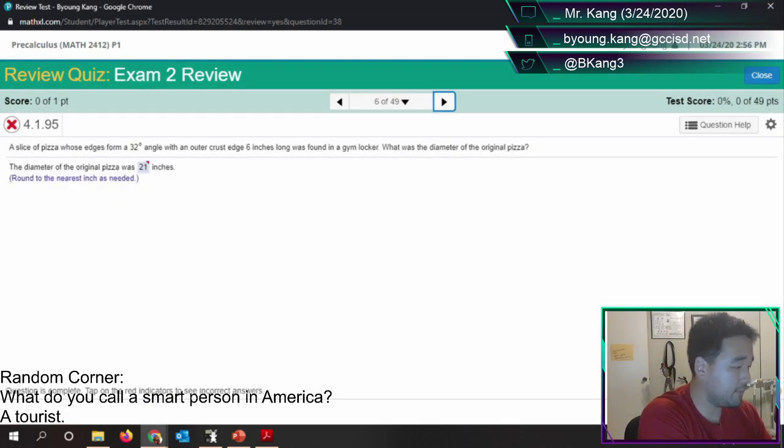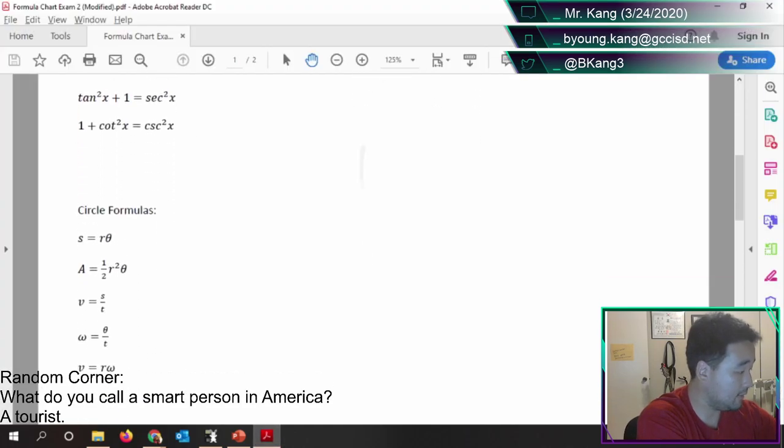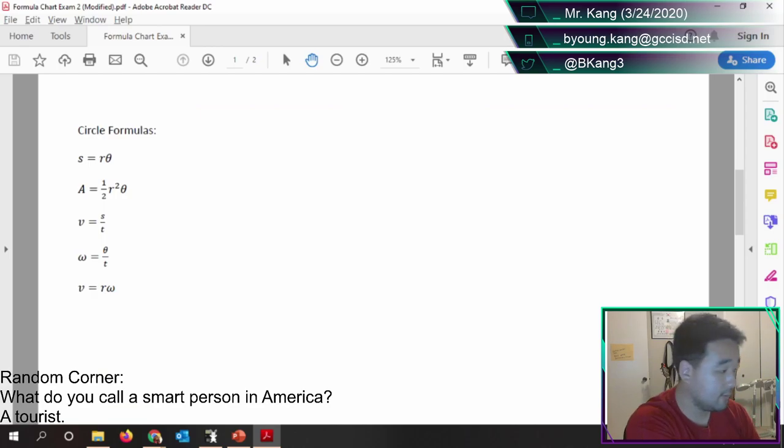These, the pizza problems and the word problems, those are going to be your circle formulas, which are going to be right here. Just in general, all of these, S is going to be arc length, so the actual piece of the circumference you're working with on the outside. R is the radius of the circle. Theta is your angle. A is area. V is linear speed, and omega is angular speed. That should cover all of your variable names.